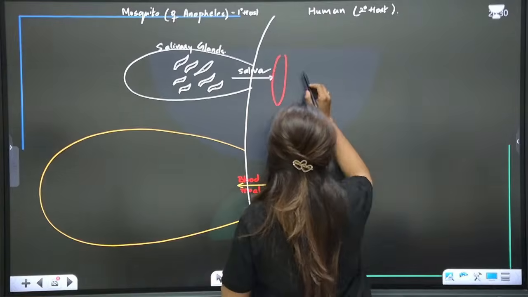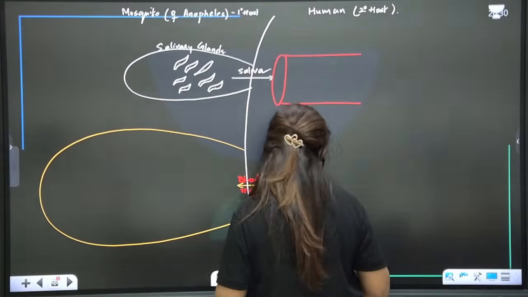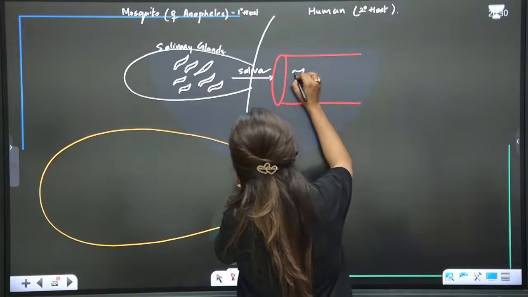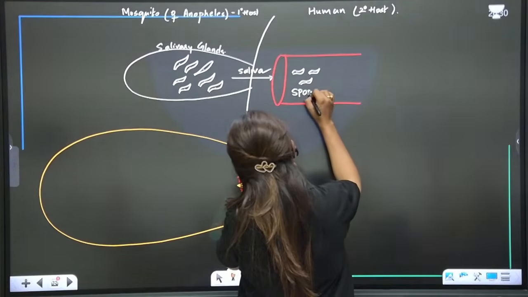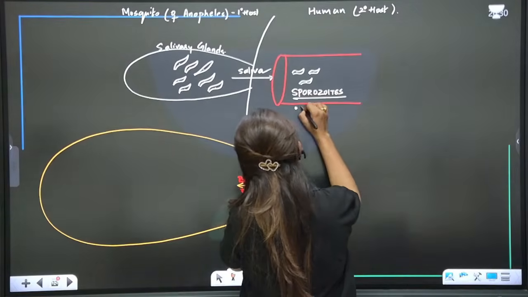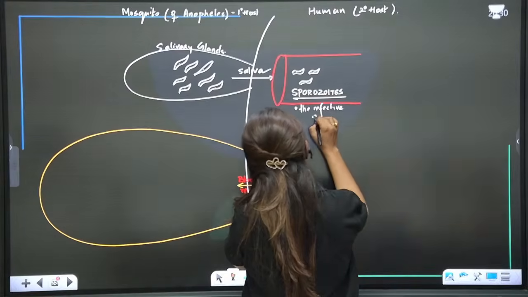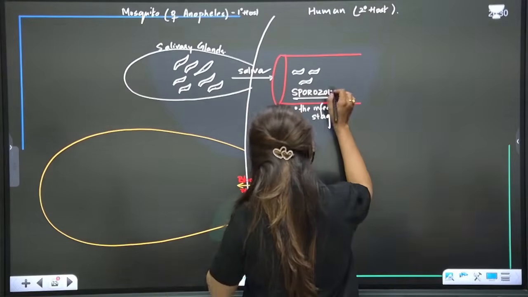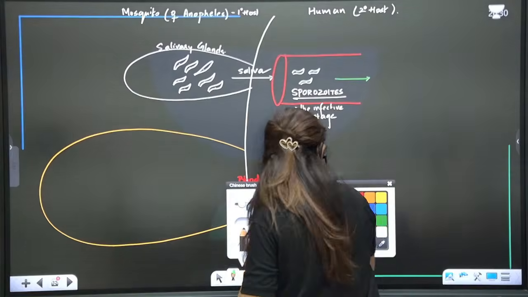Now see, so when the saliva enters the blood, along with the saliva enter sporozoites. So these are sporozoites in the blood. This is the infective stage. So through blood, guys, these sporozoites enter our liver.